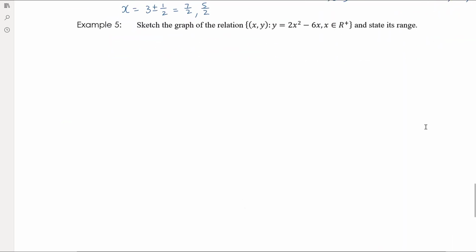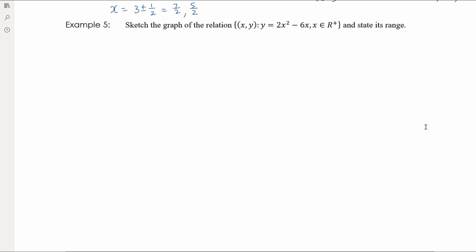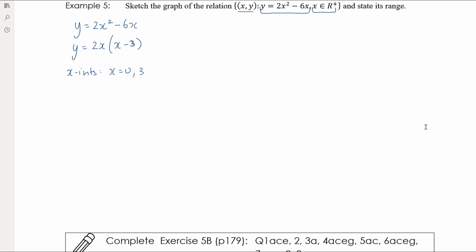Okay, number 5, last one. Sketch the graph of the relation and state its range. Okay, so again, we've got a set of ordered pairs, so it's just telling us the relation. This is the rule, and we're going to sketch it over these x values, so that's the domain. Okay, so my rule is 2x squared minus 6x, so it's a quadratic equation, so therefore the graph will be a parabola. Factorising, 2x is a common factor there. I can see from that I'm going to have x-intercepts when x equals 0 and 3. Okay. My y-intercept will also be at 0. If you've got an x-intercept at the origin, that's automatically the y-intercept.